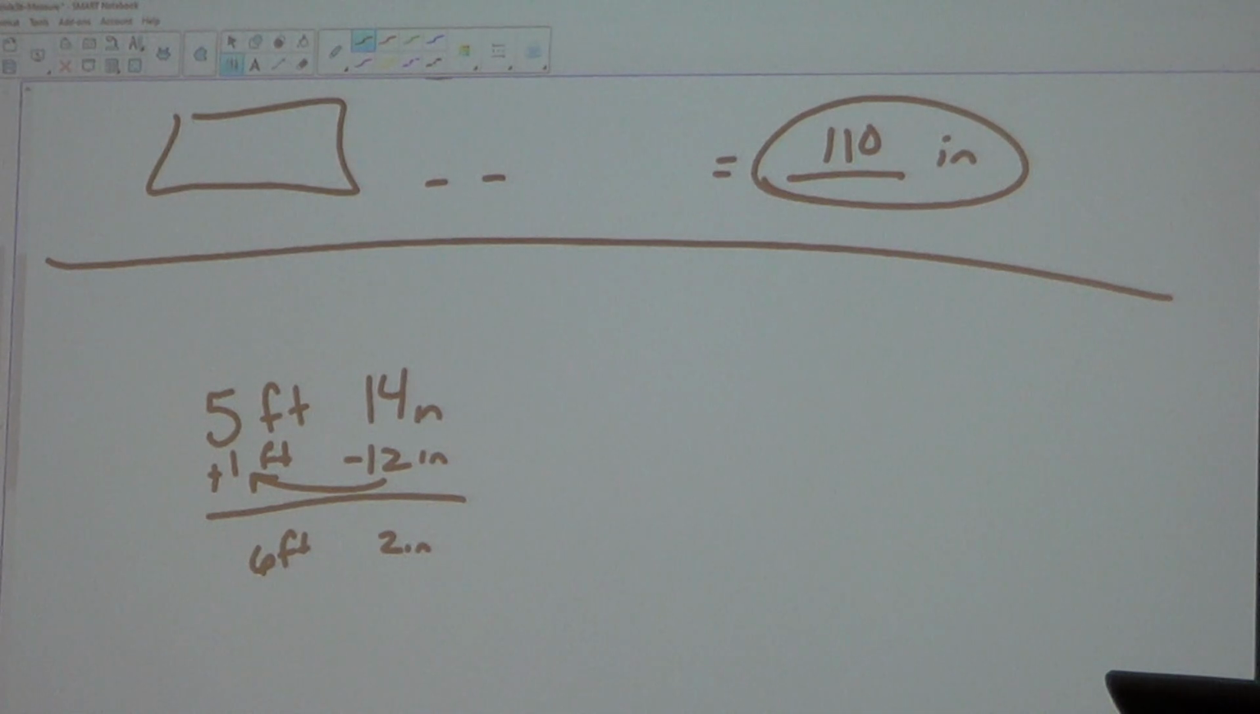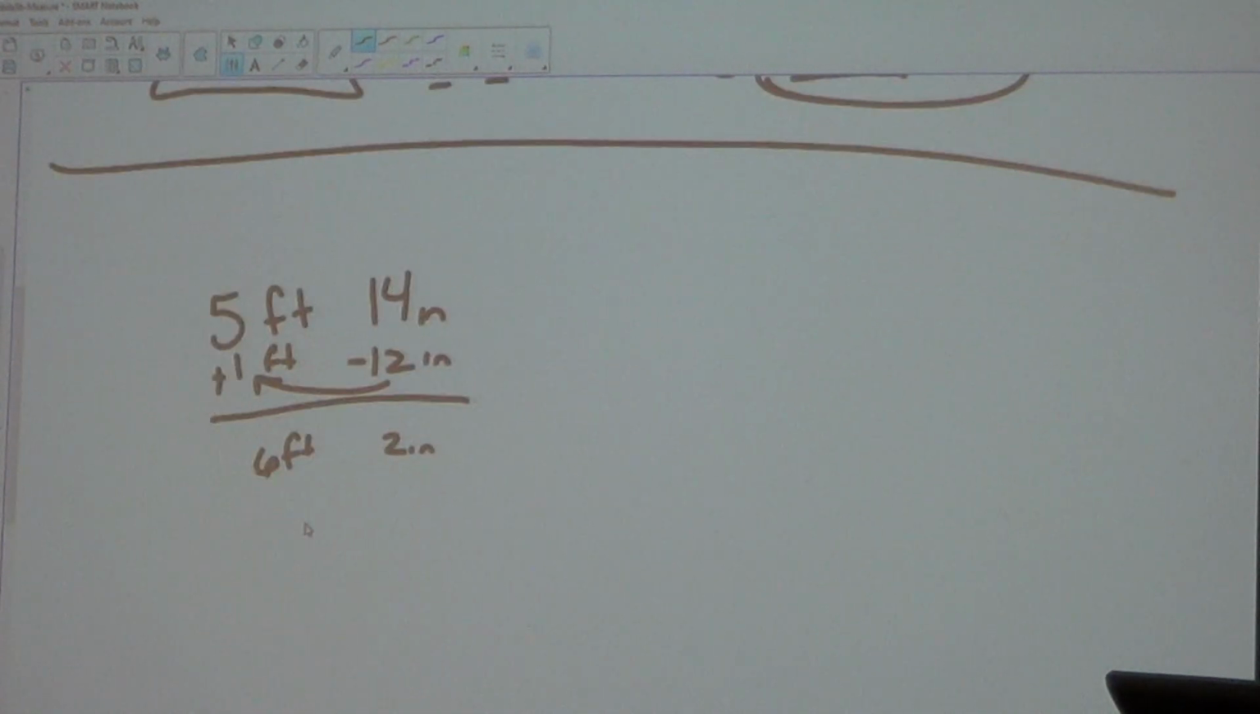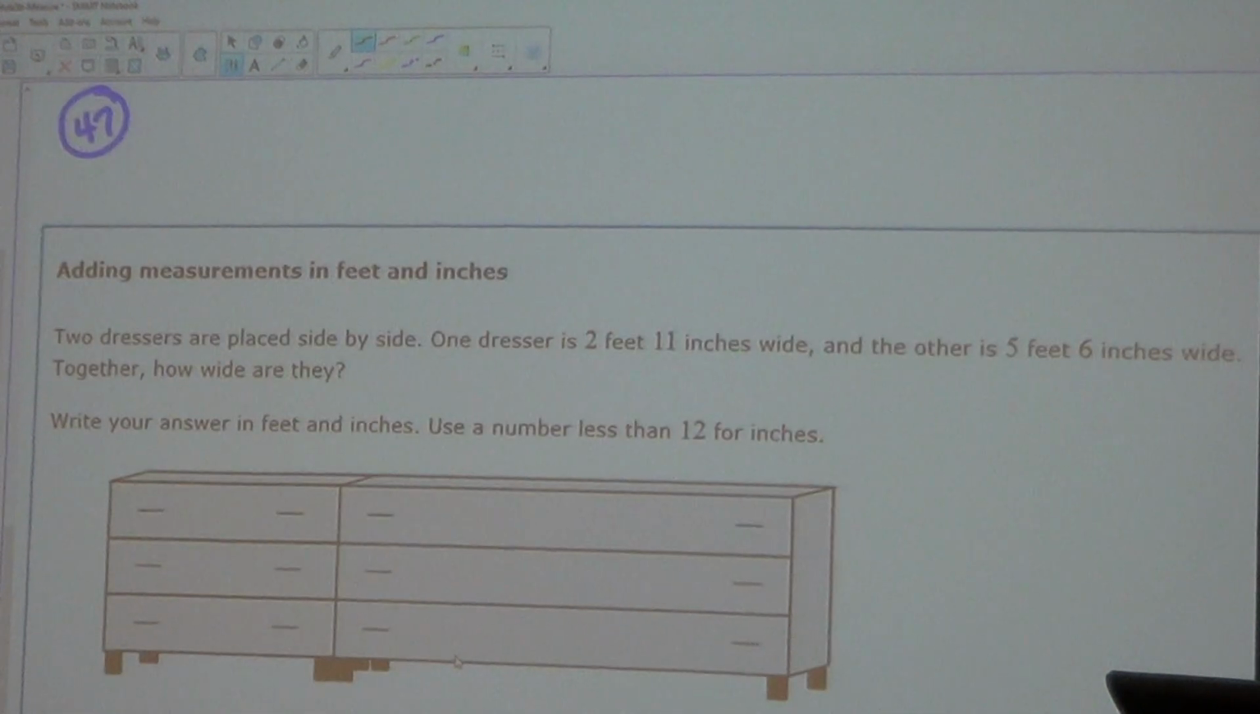You with me? So if you're over 12 inches, it's illegal mathematically, because you can't be over 12 inches mathematically. Anything that's over 12 inches, we call it a foot. So we had to take away those 12 inches and call it a foot to make it mathematically correct. Okay? That's what we're doing in this next problem.